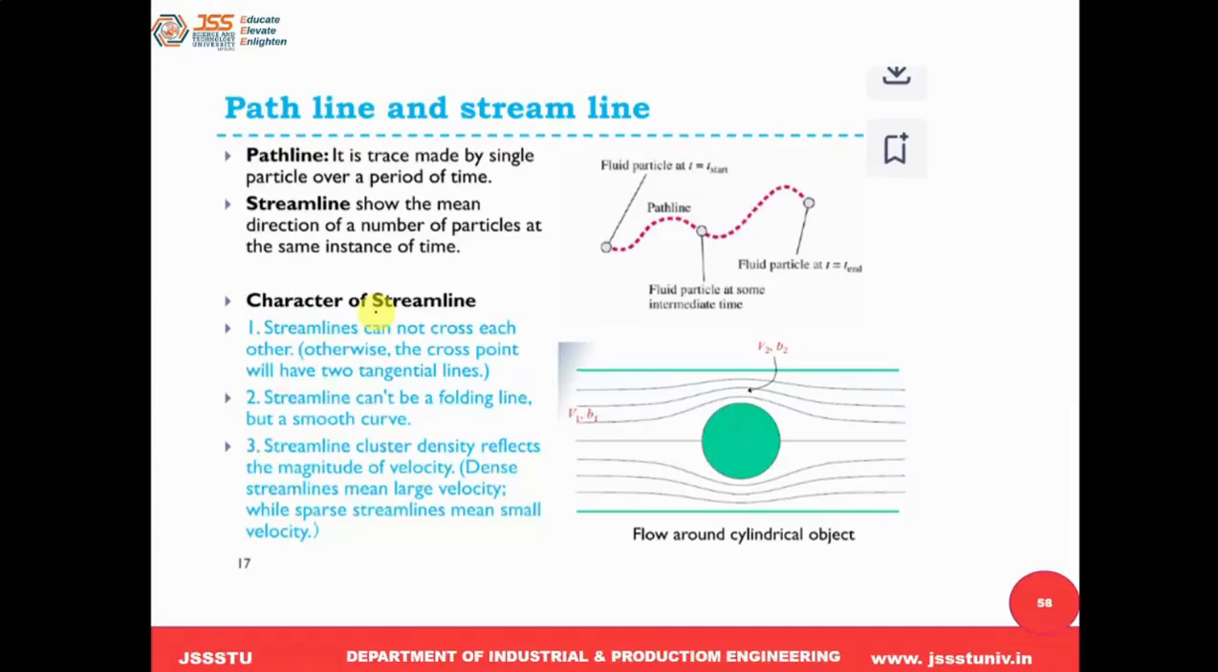Firstly, let me explain the path line, what it means. Path line is a trace made by a single particle over a period of time. Streamline shows the mean direction of a number of particles at the same time.